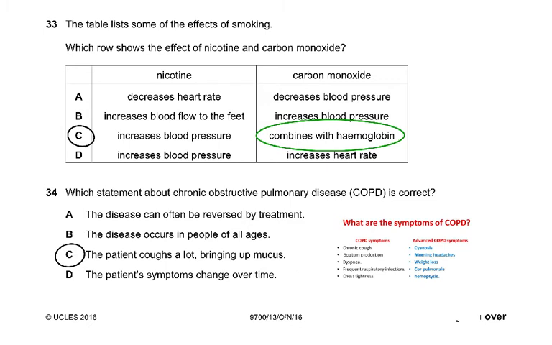Which statement about chronic obstructive pulmonary disease is correct? The disease can often be reversed by treatment. The disease occurs in people of all ages. The patient coughs a lot, bringing up mucus. The patient's symptoms change over time. And here I've given you a list of the symptoms of COPD, and I'm sure you can have a look at that.